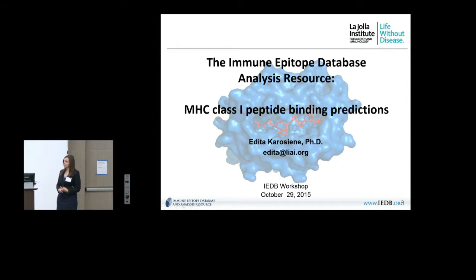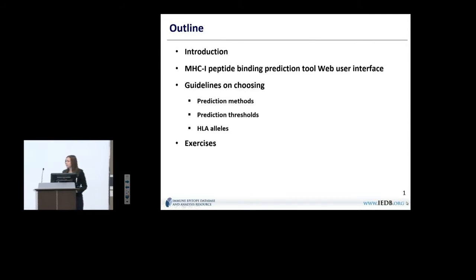I will start with MHC Class 1 binding prediction tools. Sina will continue later with Class 2 tools. So this is the schedule for my talk. I will start with a short introduction on MHC Class 1 molecules, and then we'll move to the MHC Class 1 peptide binding prediction web interface that we have available at IEDB. We will also give you some guidelines on how to choose different prediction methods, how to evaluate the results, choose different thresholds, and also different HLA alleles.